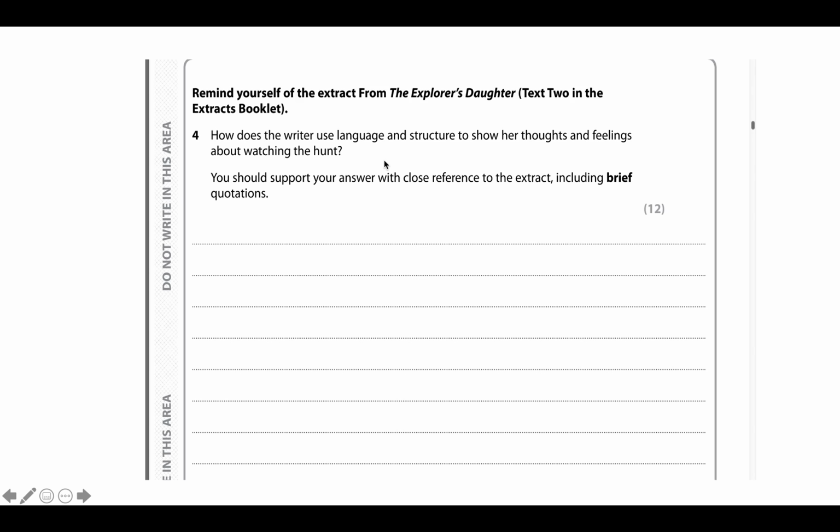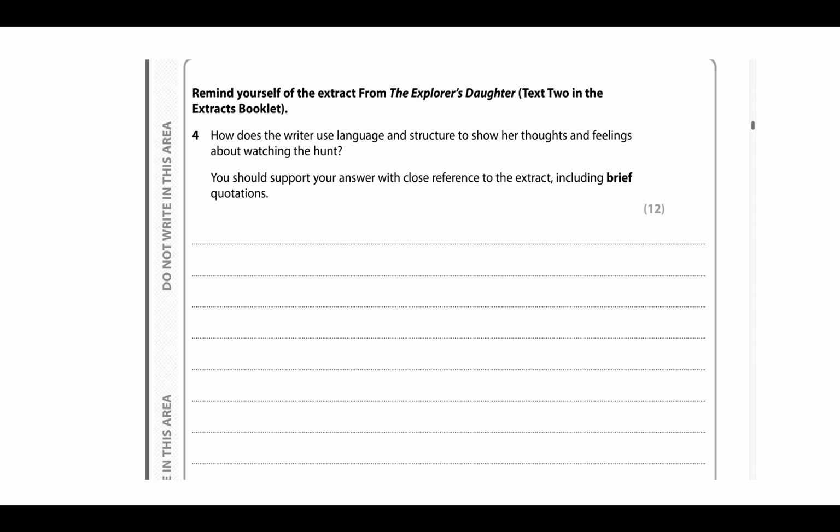So revision for the English language exam isn't like learning lots of content. You don't need to learn quotations from every one of the 10 texts, because you are given it. But what you can revise is, okay, so when question 4 appears and it's language and structure, how do I approach it? What do I need to do? How do I get that level of analysis in my answer? What paragraph structures do I use? How long do I spend on it?